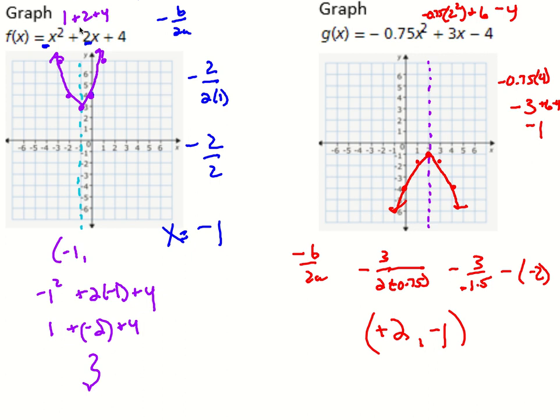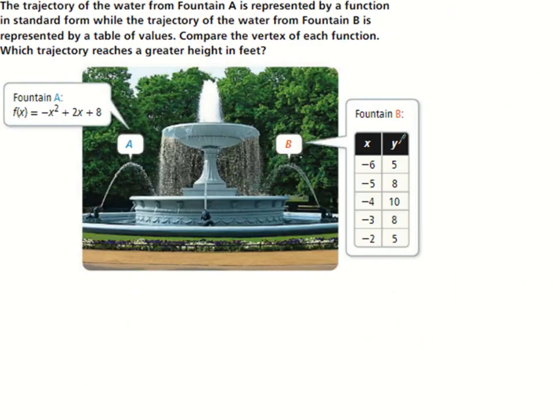Okay. Finally, you might be asked to compare the vertex of each function when we're looking at two different things. So here I have two different fountains, fountain A and fountain B. We have the fountain A information here, and we have fountain B information right here. We want to compare the vertexes and figure out which fountain gets higher.